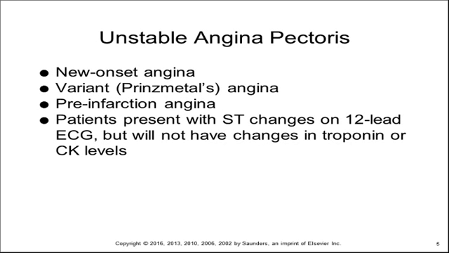Patients with unstable angina do have ST changes on their EKG, but they do not have changes in their troponin or CK levels. Troponin levels are pretty specific to the heart muscle and to the probability of a myocardial infarction. Creatinine kinase levels, or CK levels, are more specific to muscle involvement, not even necessarily heart muscle, but just muscle involvement in general.